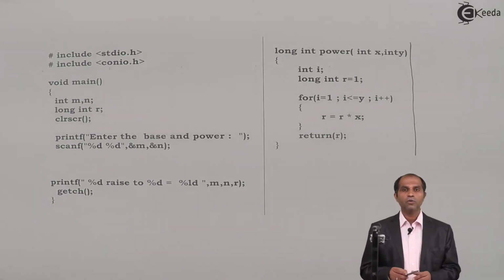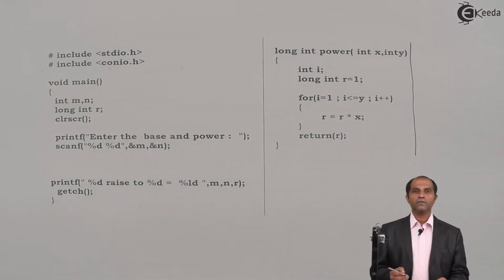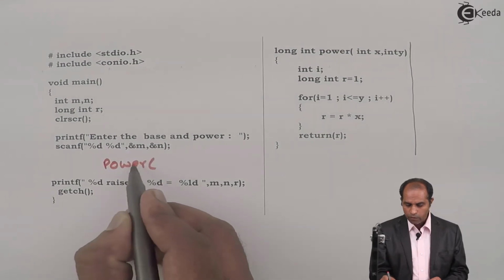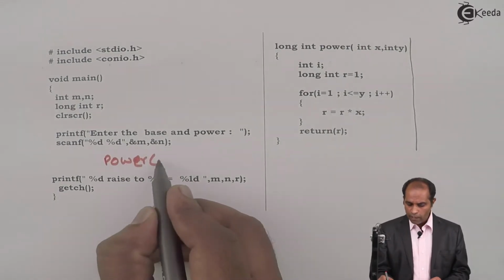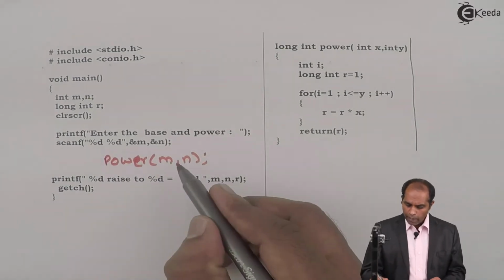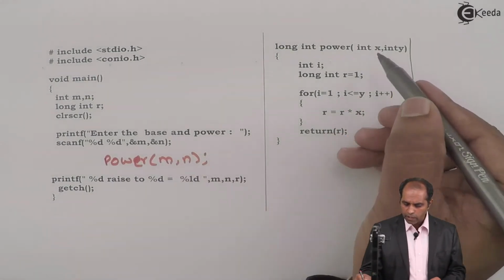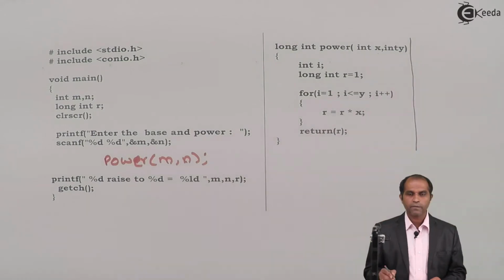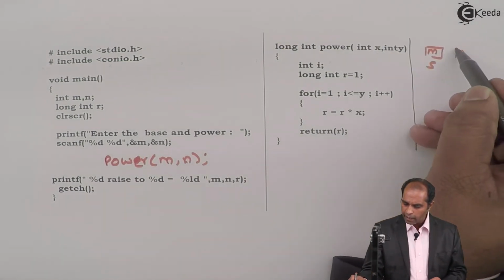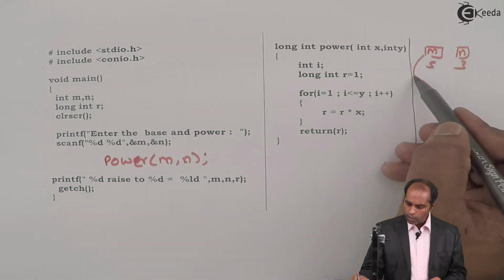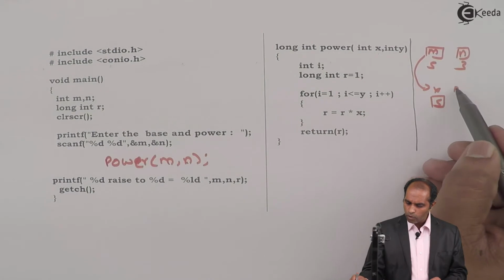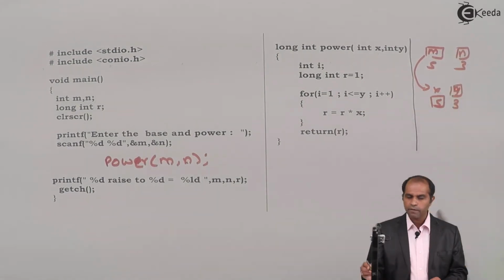For that, what do I need to do? I need to call a function. The function title is what? power. What has to be given? The values which are supposed to be given are m, n. So the value which is in m goes to x. The value which is in n goes to y. So here, if I take m as 5 and n as 3, m is copied onto x and becomes 5, n is copied onto y and y becomes 3.